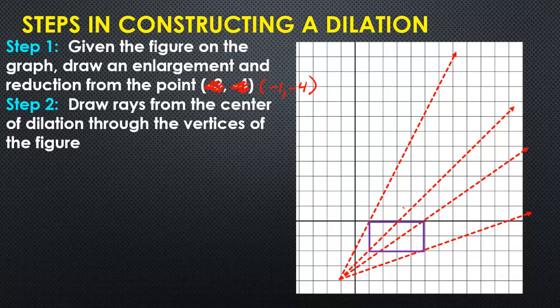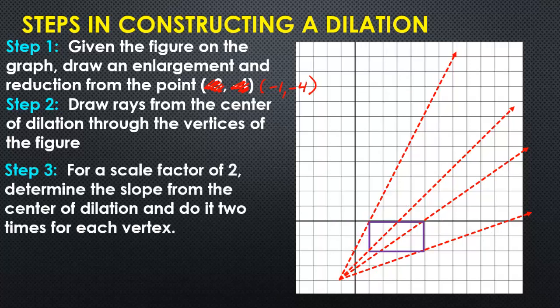Sorry about that. So we've got our original figure. We draw our rays. And then for a scale factor of 2, basically what we're going to do is determine, okay, here's our center of dilation. We're going to determine what the slope is. So we went up 4 over 2. So that would be the slope from this to here. And if you've drawn the rays right, it'll be pretty obvious how the rest of them fall.